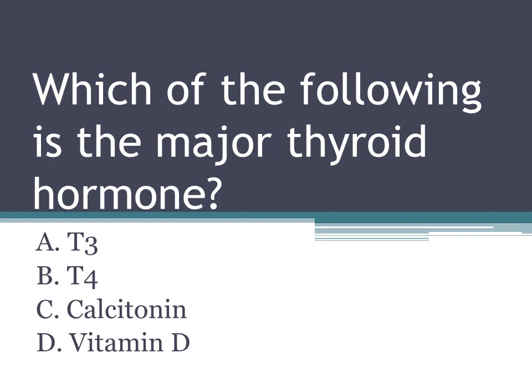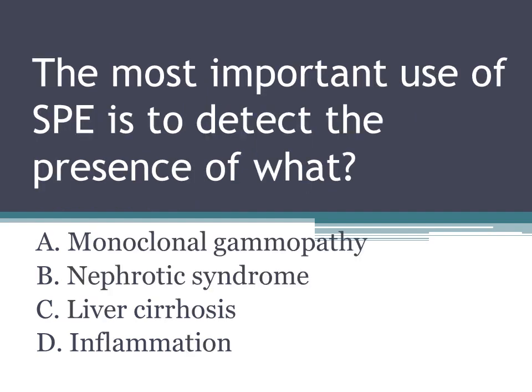Next, the most important use of standard protein electrophoresis is to detect the presence of what? Recall pa rin ito, 2021. A. Monoclonal gammopathy, B. Nephrotic syndrome, C. Liver cirrhosis, D. Inflammation. The correct answer is monoclonal gammopathy.